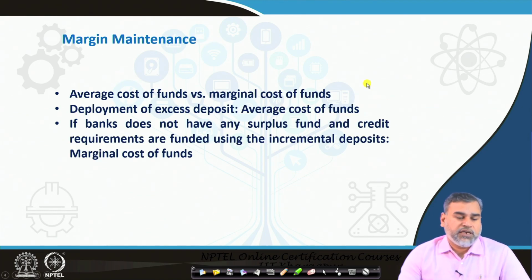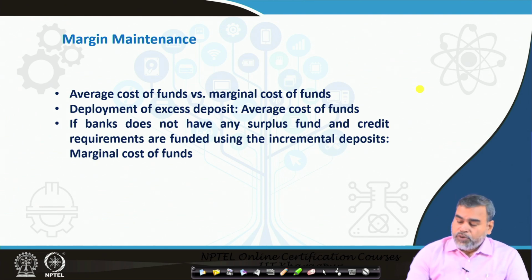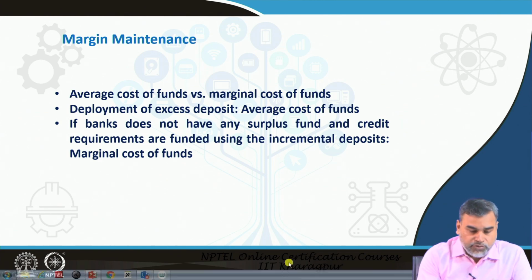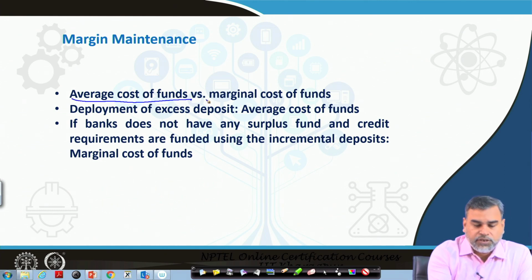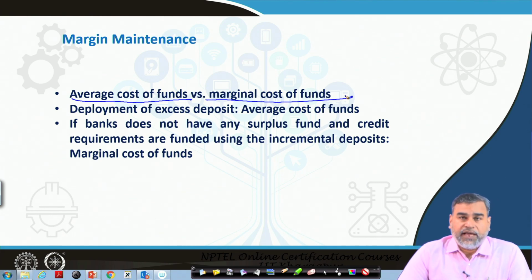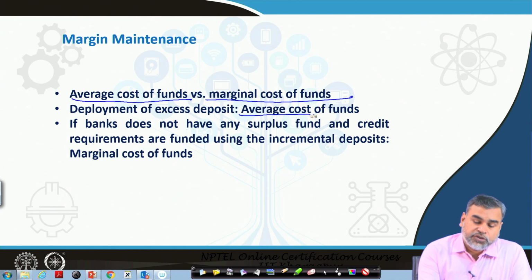Whenever we talk about margin maintenance and go for the calculation of the cost of a particular loan, there are two ways the cost is calculated. One is the average cost of the funds and the other is the marginal cost of the funds. If the commercial bank already has excess deposits which will be disbursed as loans, and they know exactly the maturity period of the different types of liabilities, then they can use the average cost of the funds.